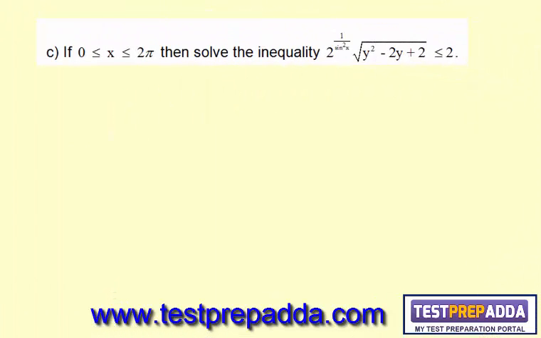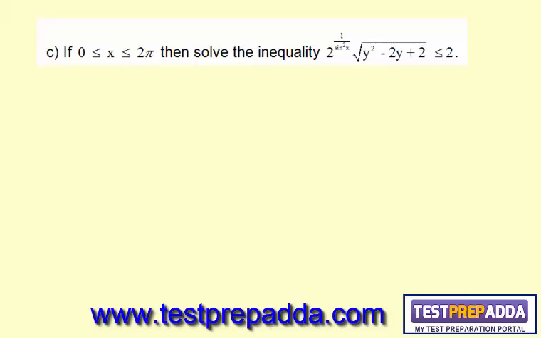Here the question says: if 0 ≤ x ≤ 2π, then solve the inequality 2^(1/sin²x) · √(y² − 2y + 2) ≤ 2.